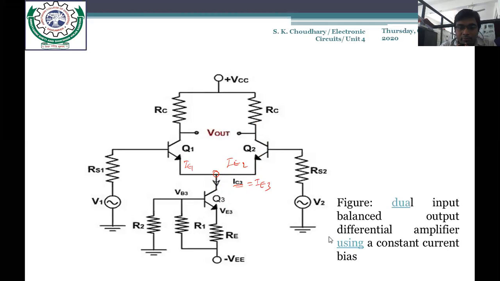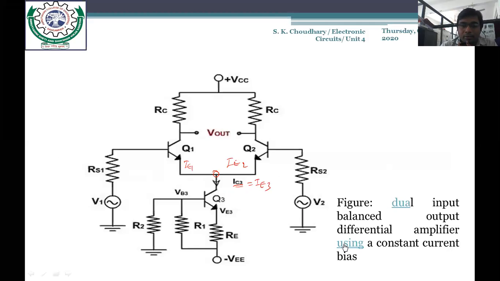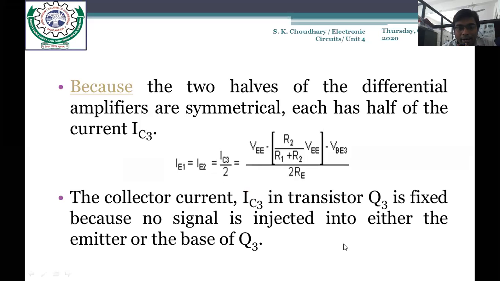Okay, so the same thing I have mentioned here. IE1 is equal to IE2 is equal to IC3 upon 2. So we have put this into the equation of IC3, that is (VE minus R2 upon R1 plus R2 VE) upon 2 RE. Okay, so this is the equation you can consider as equation number 5.